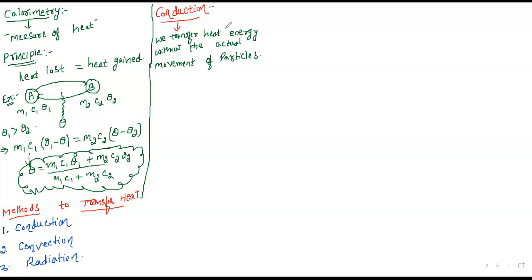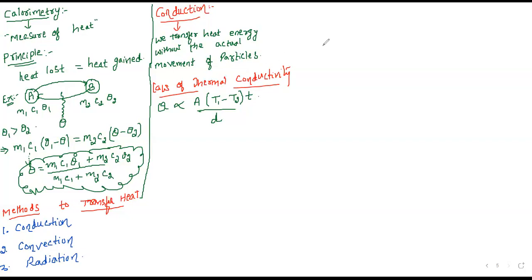Now, according to the law of thermal conductivity, the amount of heat energy supplied is directly proportional to the area of the body, directly proportional to the temperature difference, directly proportional to the time taken to transfer the heat from one end to another, and inversely proportional to the thickness of the slab.